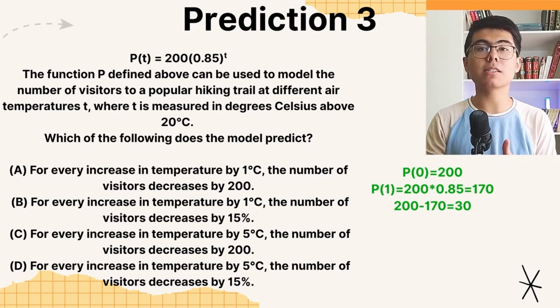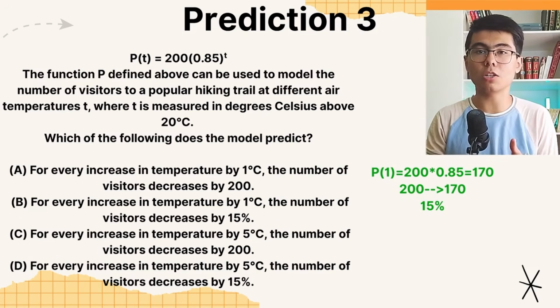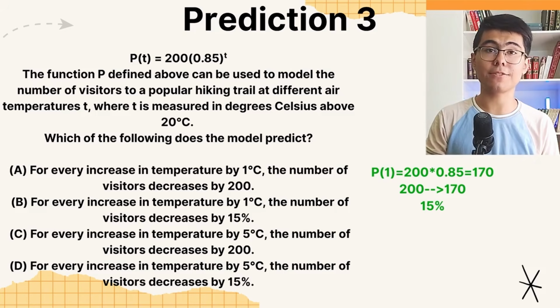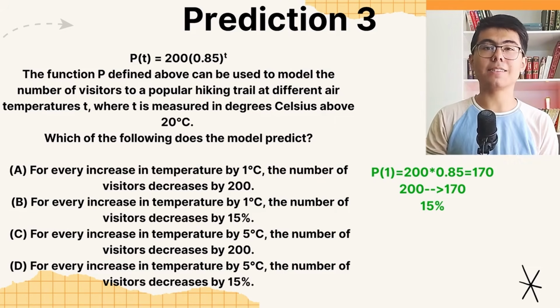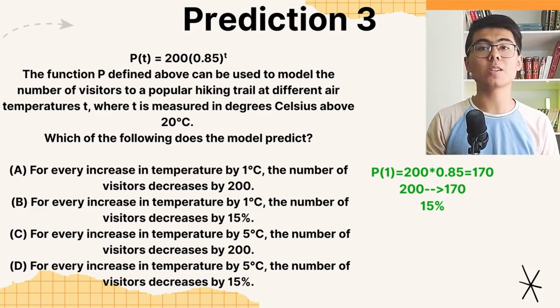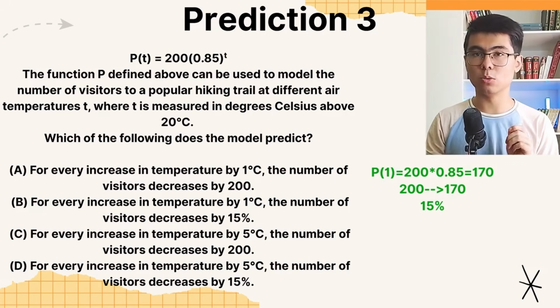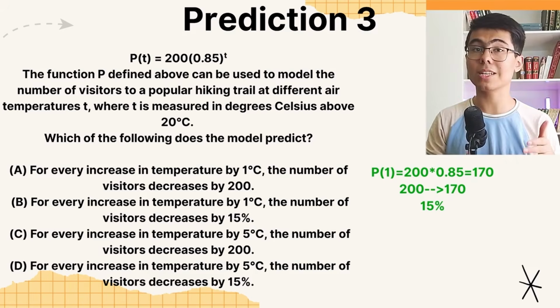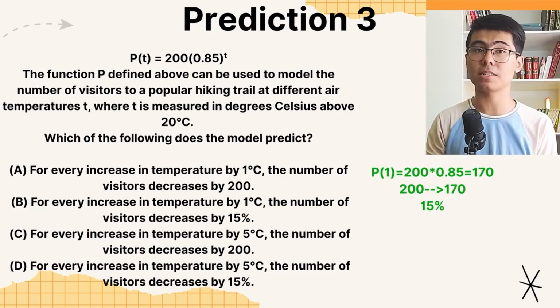Next, for every increase in temperature by 1 degree Celsius, the number of visitors decreases by 15%. Well, P of 1 equals 200 multiplied by 0.85, and that equals 170. That's exactly a 15% decrease, and it sounds promising. But we have to check the units. T is in degrees above 20 degrees, so an increase of 1 degree Celsius is exactly what this represents.